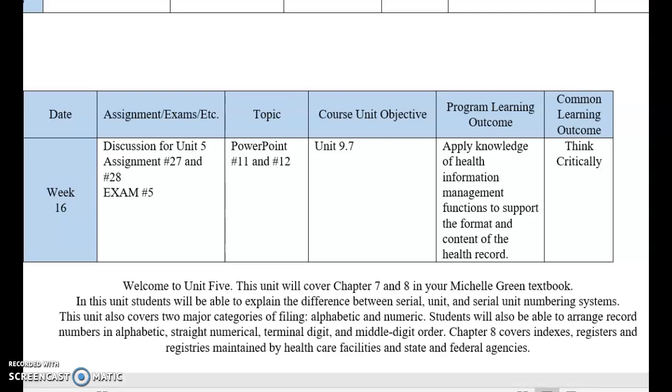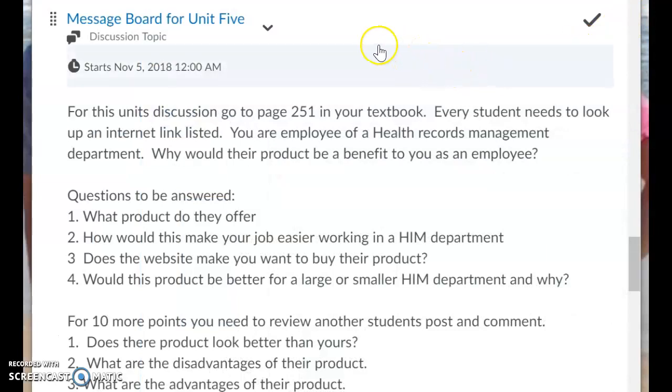So let's go ahead and take a look at our assignments. Let's start off here with message board. So I want you to go to page 251 in your book. Here you will see a bunch of different internet links listed. So one thing to remember, you're an employee of a health records management department, and you want to state why the product would be a benefit to you as an employee.